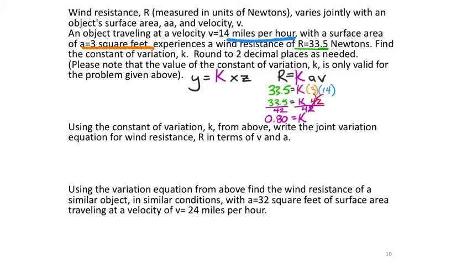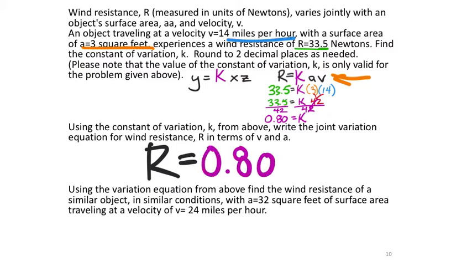So now using the constant of variation K from above, write the joint variation equation for wind resistance R in terms of V and A. All right, no problem, we can do that. So R, and we kind of had it up here, right? So that's R equals K, but we now know K is 0.8. I'll still keep the 0 to be a little bit more specific. And then we had AV, right? Try to keep these kind of color coordinated. But that would be the equation. R equals 0.80 AV.